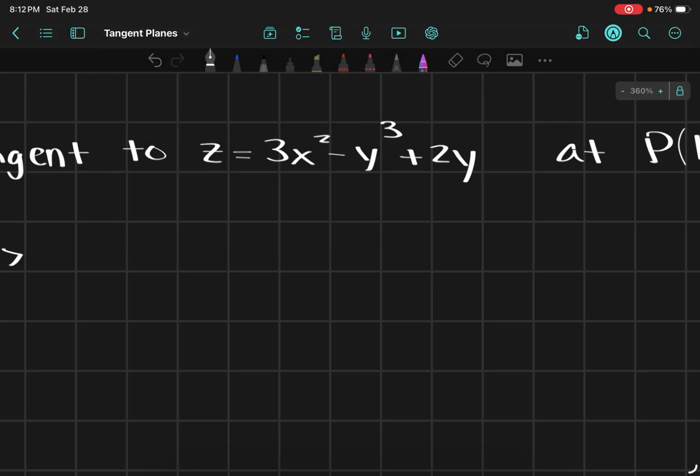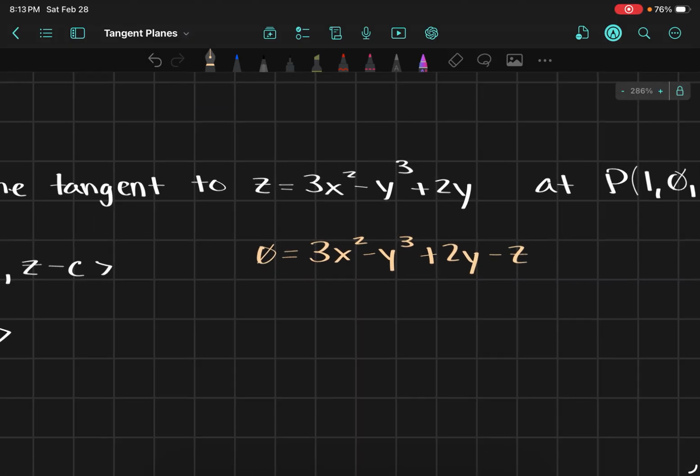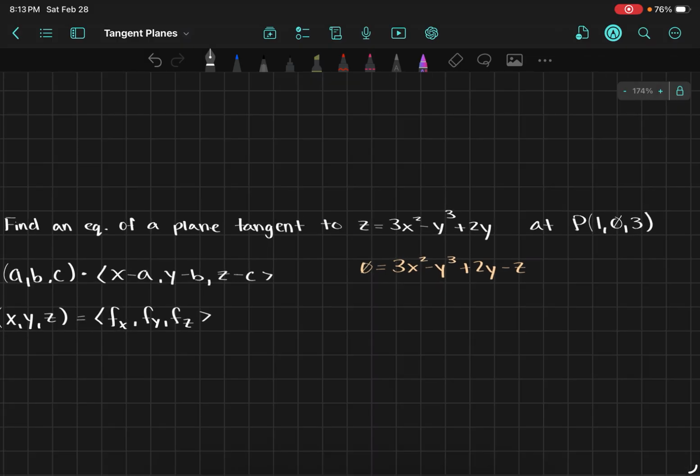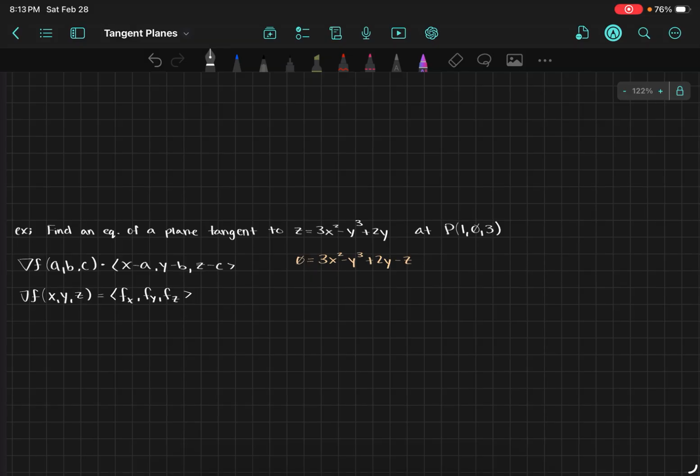So how are we going to make this implicit? Well, I'm going to change color for this because this is pretty important. We're just going to go ahead and subtract that z out. So we're going to have 0 is equal to 3x squared minus y cubed plus 2y minus z. That is it implicitly defined. Not too difficult. All we really have to do is just make it 0 on one side. Obviously, I could have done the other way, but a lot more work algebraically. So now we have our implicitly defined function. Therefore, we can just go ahead and use our formula right there.